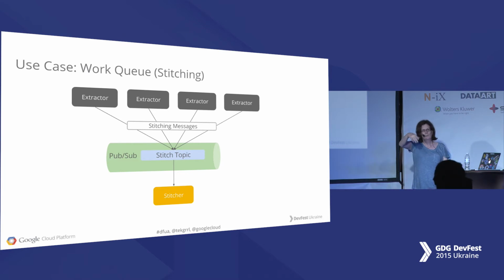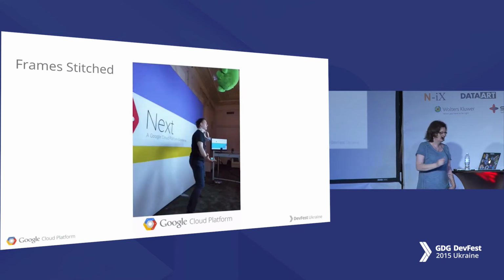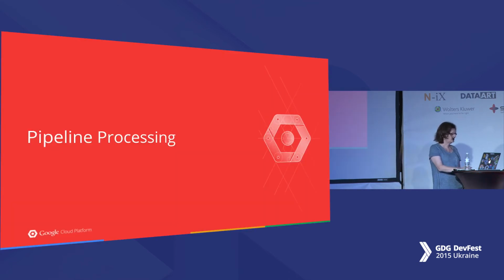This is where we've extracted the frame, and now the stitcher needs to actually pull those frames together. So it needs to know where they are. And the stitcher will receive push notifications from the stitch topic, telling it that new messages have arrived. And we'll look at the details behind that shortly. And this is what we end up with. We end up with a cloud spin image.